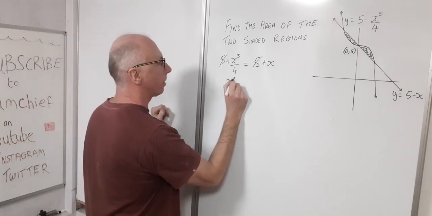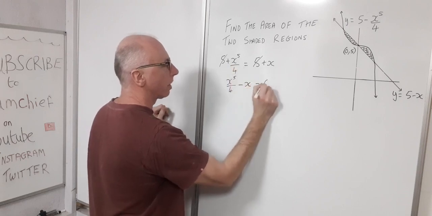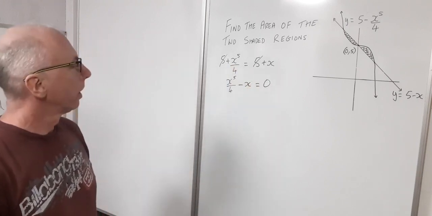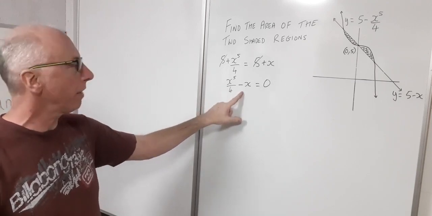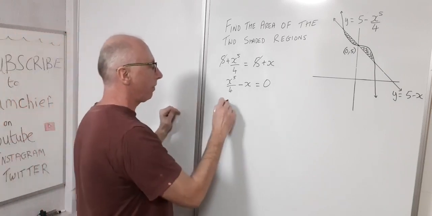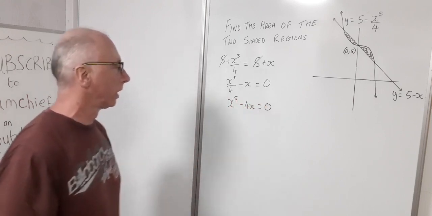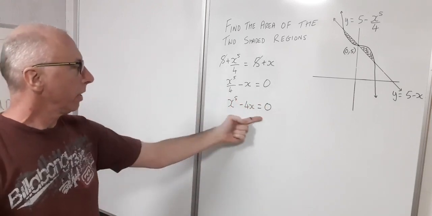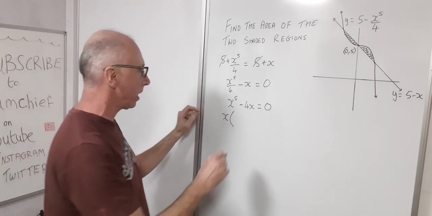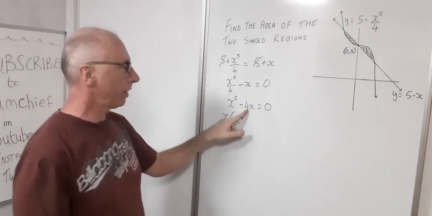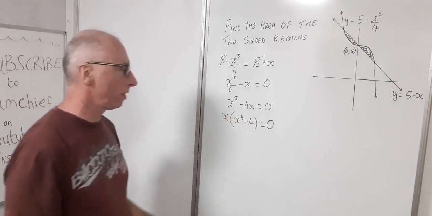So now we'll have x to the 5 over 4 minus x equals 0. Now let's get rid of this denominator of 4 by multiplying everything by 4. So now we'll have x to the 5 minus 4x equals 0. Now let's factor out an x. So we've got x times x to the 4, and taking x out of the other term, we're left with minus 4. So that's all set to 0.